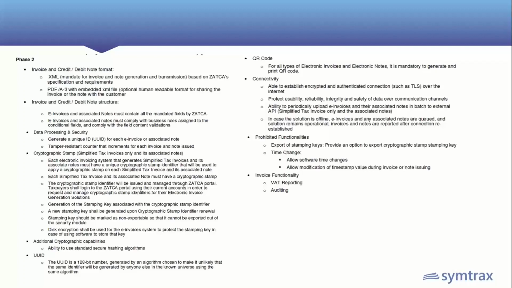because these are specifications from JATCA, and it should cover all the mandatory fields mentioned by JATCA. The output should be in PDF with embedded XML in it while sharing with your customers. Other parameters like data processing and security, like generating a unique ID, which is a UUID or cryptographic stamp, will be issued and managed through the JATCA portal. Like phase 1, a QR code is also required in phase 2. Other parameters like connectivity to the JATCA portal by given API, VAT reporting, and auditing functionality will be part of phase 2 and will be part of our Simtrax solution as well.